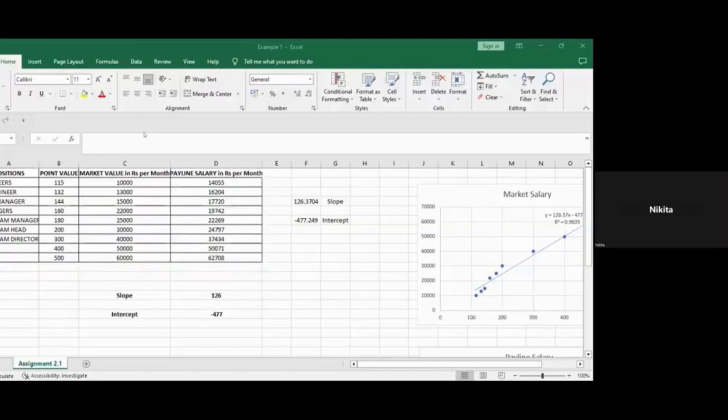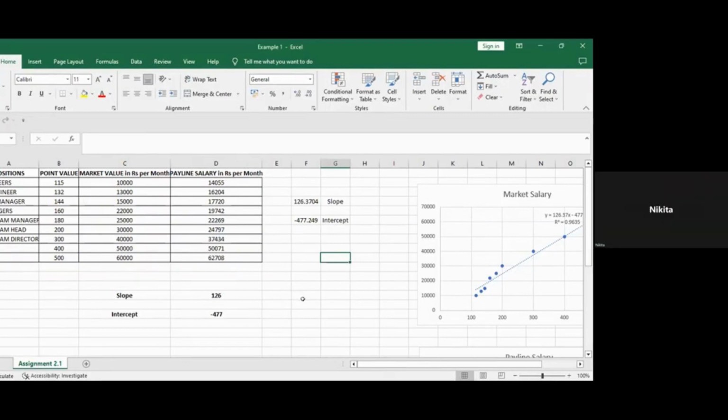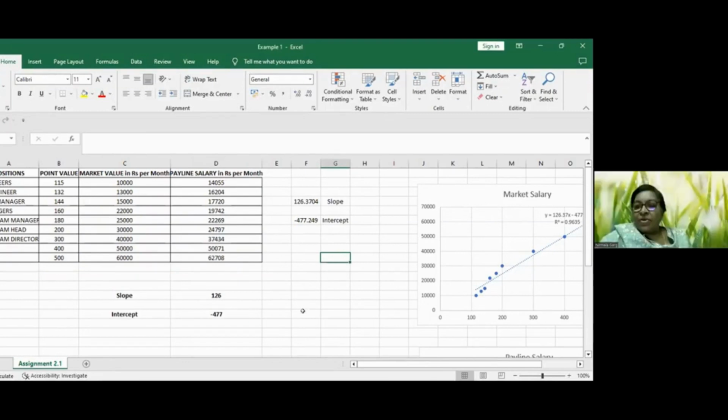There were 3 sheets: example 1, example 2, and then a sample assignment. Okay, so let's do assignment 2-1. Is everybody there?